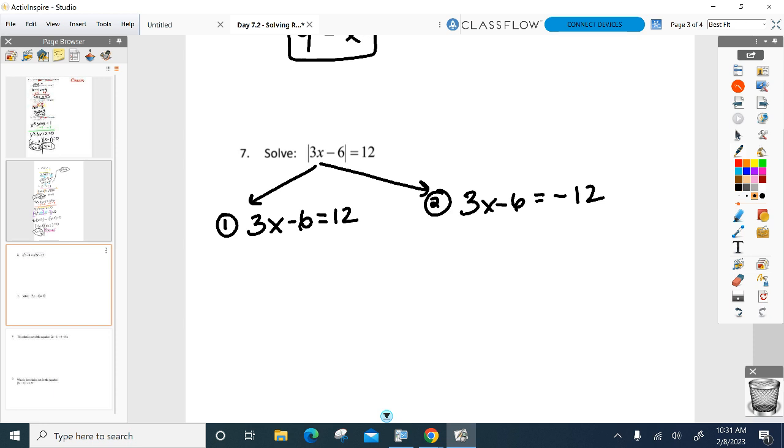All right, now you've got two to solve. You'll have two answers every time. So here we get 3x equals 18. Divide by 3. One answer might be 6, because we still have to check. Equation 2, add the 6 over. 3x equals negative 6. Divide by 3. x equals negative 2. Maybe, right? Maybe.